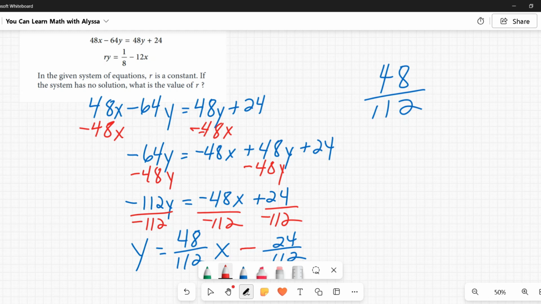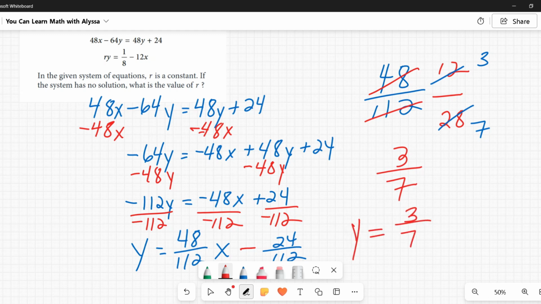All right, but I'm going to just divide by 4. When I do that, 48 divided by 4 is 12. And here, 112 divided by 4 is 28. They're still both even, and also 4 goes into both of those. Okay, so I can go a little bit further. 4 goes into 12 3 times, and it goes into 28 7 times. I think I've got my simplest form, 3/7. So this is the same as y equals 3/7 x minus 24 over 112.